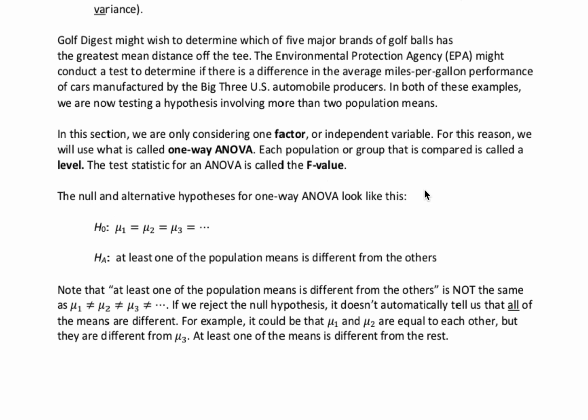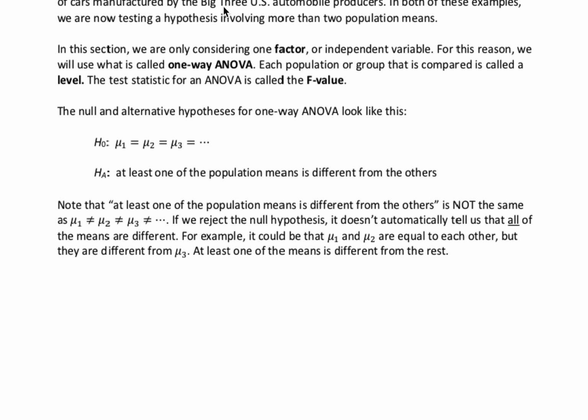Our null and alternative hypotheses look like this, and it is really important that you get these hypotheses correct. Our null hypothesis is that all of the means are equal: mu1 equals mu2 equals mu3, however many levels I have, the mean for each is equal. My alternative hypothesis is that at least one of the population means is different from the others.